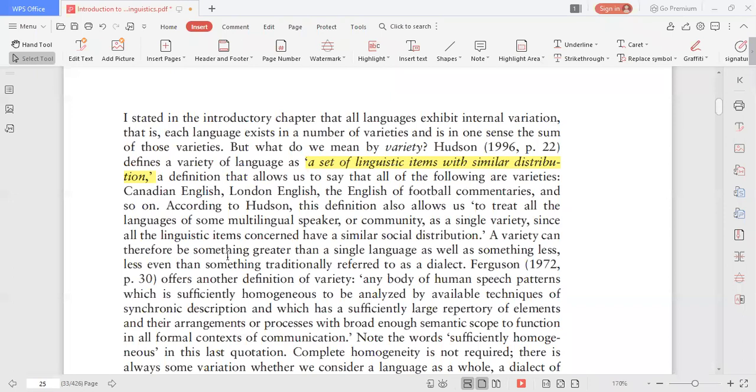For example, Canadian English, London English, the English of football commentaries, and different others. So you see, Canadian English, London English, or American English, they are all English, and we understand them. The linguistic items are equally distributed. When you listen to Canadian English and American English, you can understand both, and even Australian English is very close to London English. You can understand them despite a little bit of change of pronunciation, some colloquial expressions, collocations and idiomatic expressions, and also some changes in the use of words, especially vocabulary.